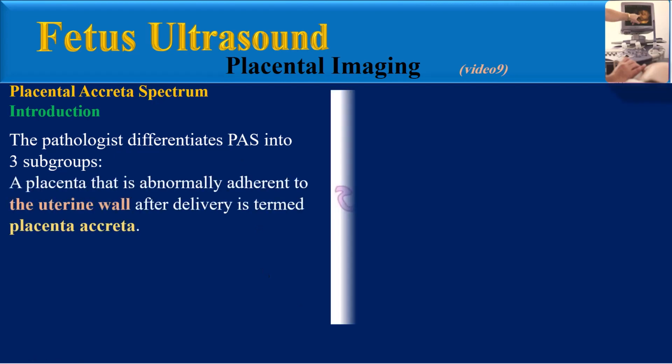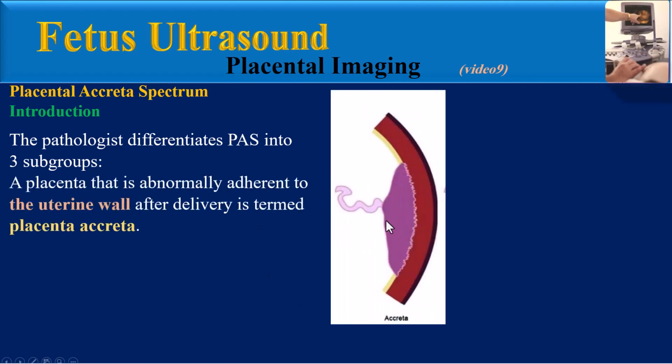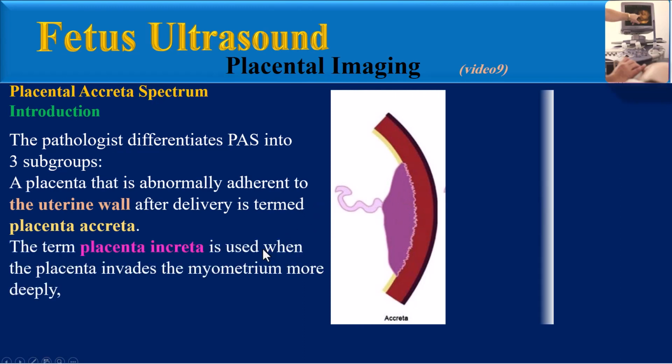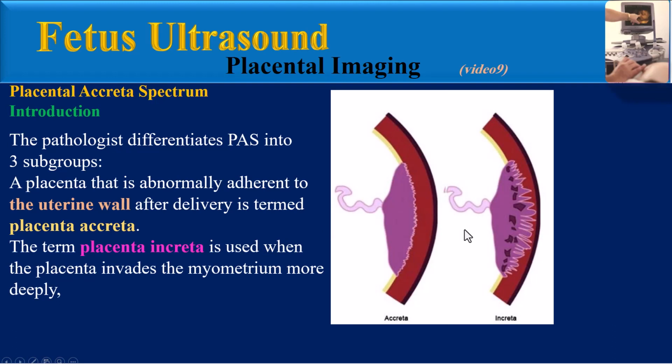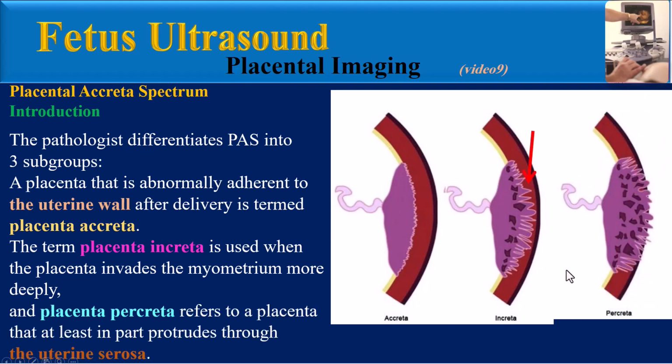A placenta that is abnormally adherent to the uterine wall after delivery is termed placenta accreta. The term placenta increta is used when the placenta invades the myometrium more deeply, and placenta percreta refers to placenta that at least in part protrudes through the uterine serosa.